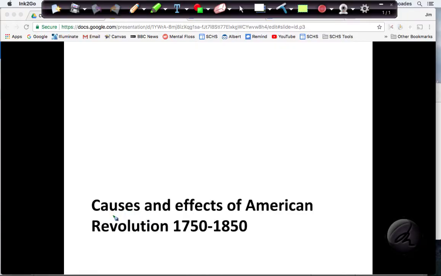Okay, so we're starting here with the causes and effects of the American Revolution. This, of course, is a causation essay prompt. And the prompt is asking for both causes and effects. So I'm going to plan on making these my two body paragraphs.